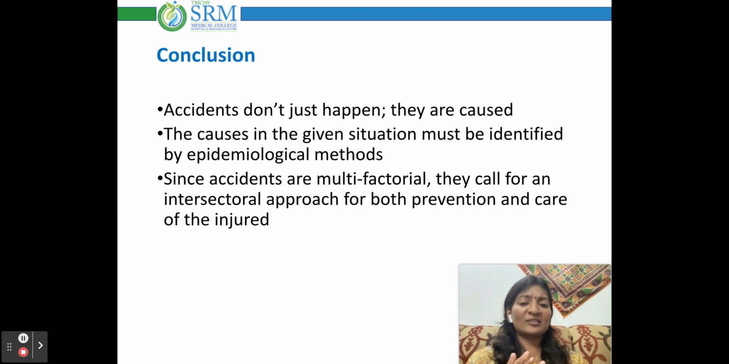And to conclude, accidents don't just happen, they are caused. And the cause in the given situation must be identified by epidemiological methods. And since accidents are multifactorial, they call for an intersectoral approach for both prevention and care of the injured.